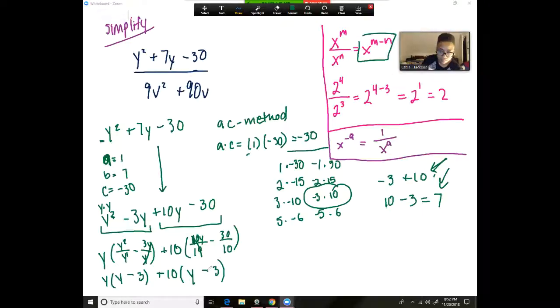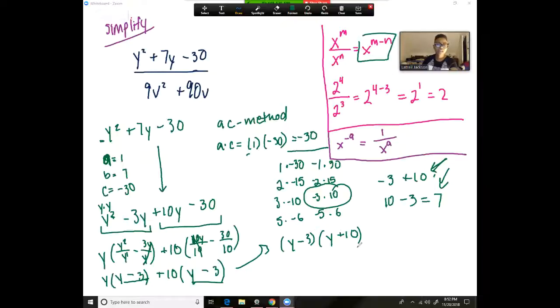So now we're going to rearrange and write our factored numerator. This is our numerator. Sometimes you've got to do all of this in order to simplify your expression. So in one set of parentheses we have y minus 3, and in the second set of parentheses we have y plus 10. And that's your numerator. We can factor it out.